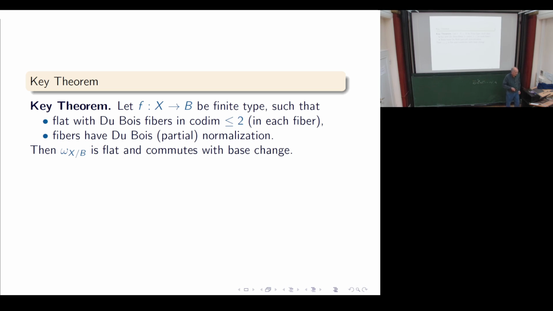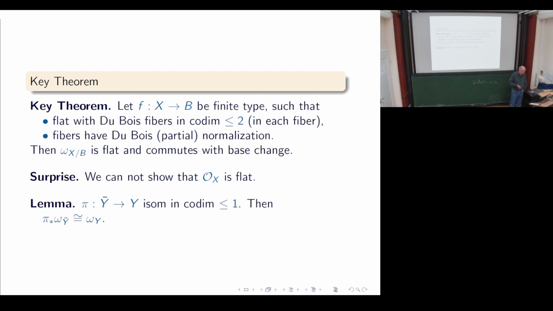Now, of course, when you see this, there are two questions. Well, sorry, first comes the surprise that we cannot show that O_X is flat under these assumptions. We can only show that omega X over B is flat. But I could not write down a counterexample where O_X is not flat. It would be quite nice to decide this. It would be useful to know that O_X is flat. That would be the best.